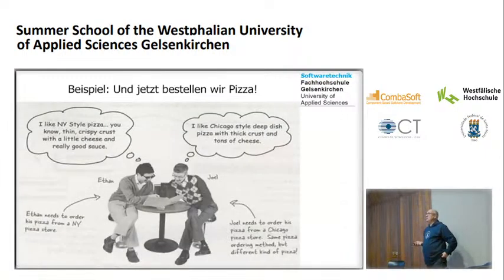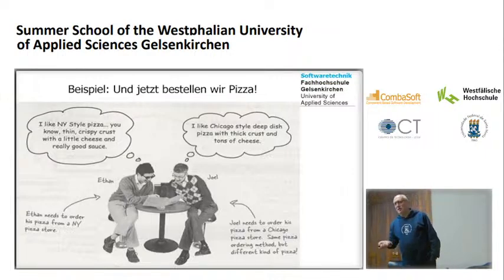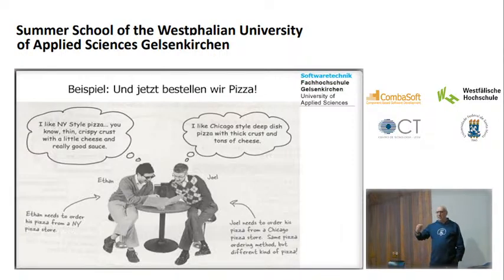Okay, now let's order pizza. Two of you, one is called Ethan, the other one is called Joel. Ethan wants to stay thin, so he wants to get a New York pizza. And Joel has just left his woman, so he doesn't get a lot to eat at home. So he wants Chicago style, so he's ordering a Chicago style pizza. They have the same ordering method, it doesn't differ, but they want different kinds of pizza.